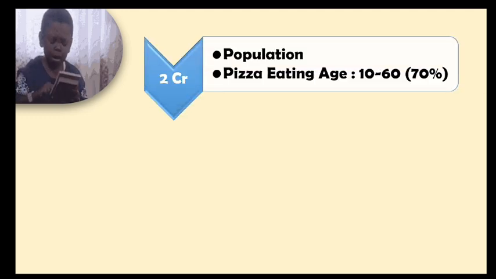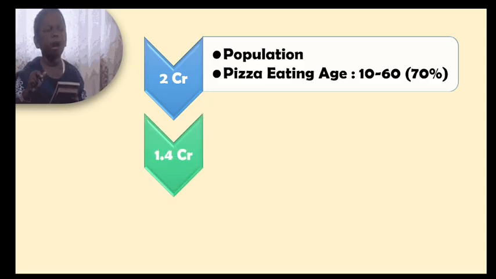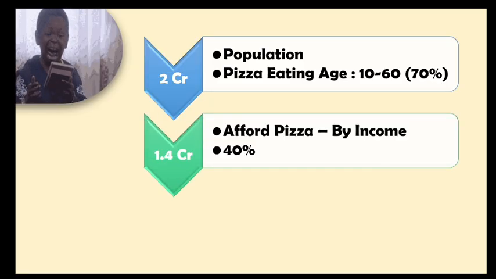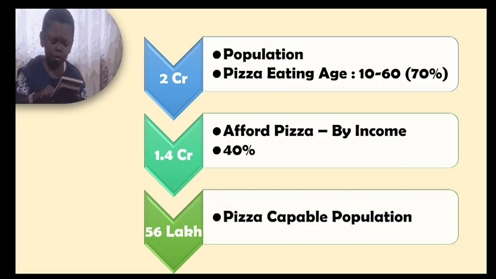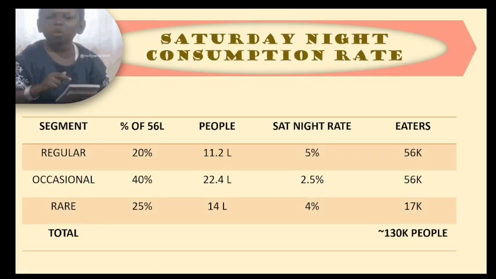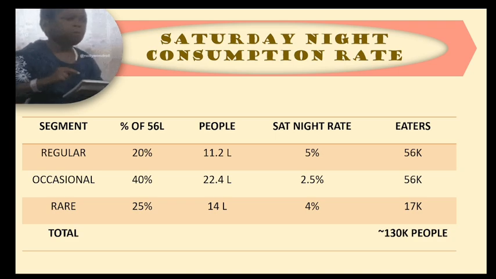Now let's start calculating. So as we discussed, the population of Mumbai is around 2 crore and pizza eating age is around 70%. So 70% of 2 crore is 1.4 crore. Now segmenting by affordability, 40% by income, so 40% of 1.4 crore is 56 lakhs. Now this 56 lakh is our baseline, that is the pizza capable population. Now let's estimate the Saturday night consumption rate based on a structured approach.